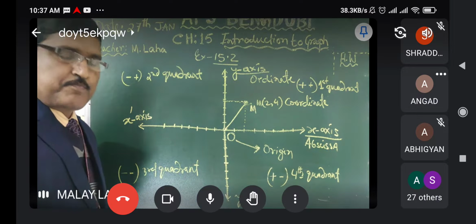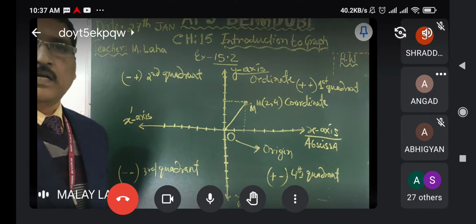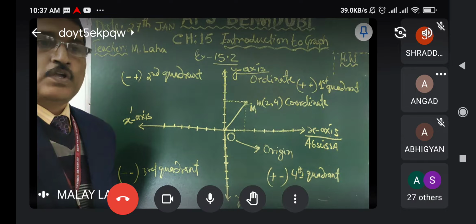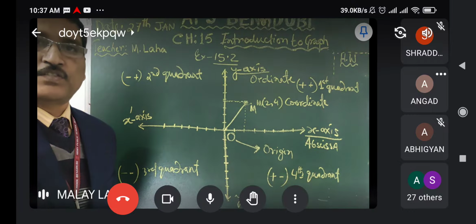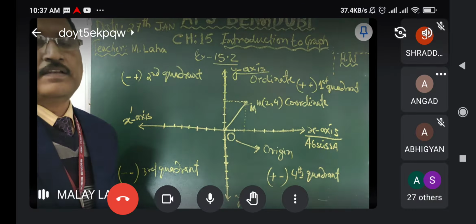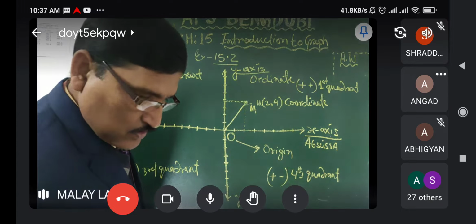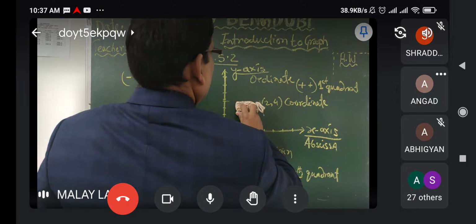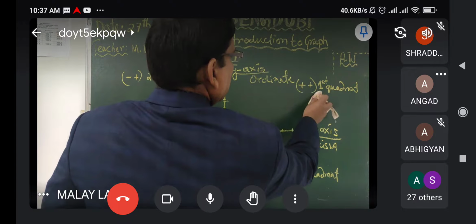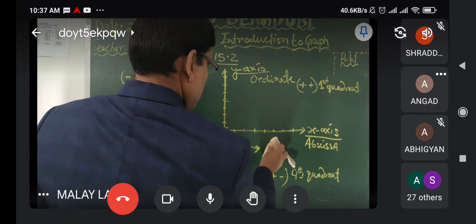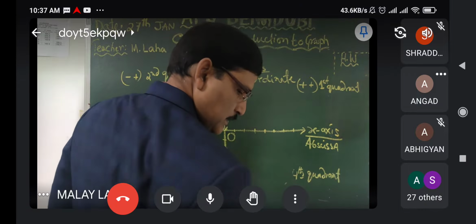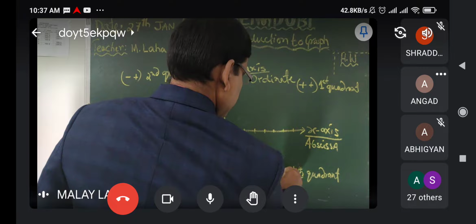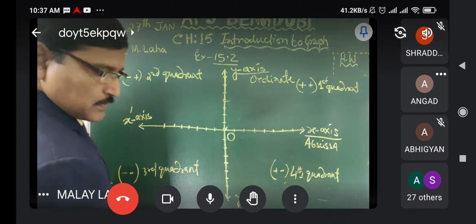This is the most important part of representing a point on graph paper. If you don't know in which quadrant the point will be located, then it will be valueless. So I am showing that part also. I am rubbing it off and I will ask a question. Okay. Ordinate, this origin. This is the fourth quadrant, plus minus. Third quadrant.